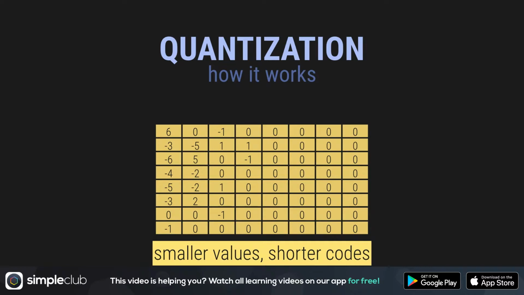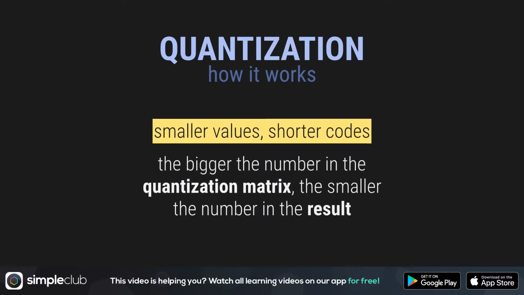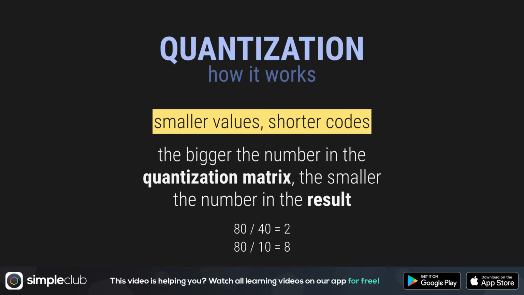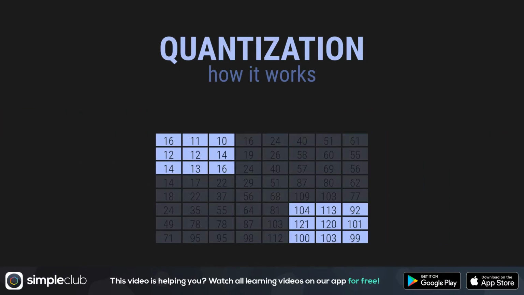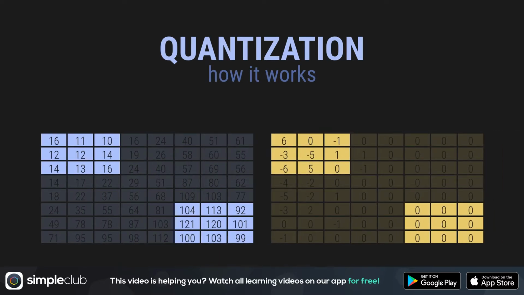So what that means is that the bigger the number you have in the quantization matrix, the smaller the resulting numbers are going to be. I mean, obviously, right? If you divide 80 by 40, the result's going to be a lot smaller than if you divide 80 by 10. And now you should be able to see why the numbers in the top left of the quantization table are smaller than the ones in the lower right. It means that the numbers in the upper left of the resulting matrix are bigger than the ones in the lower right.